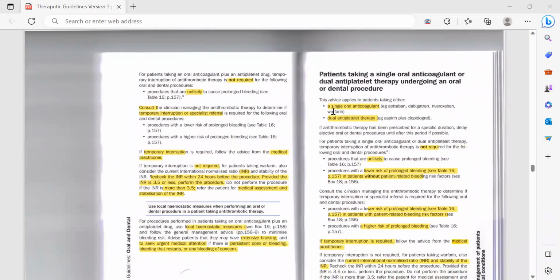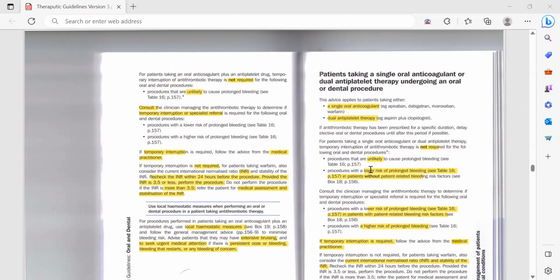Okay, so if the patient is taking only a single anticoagulant, which means warfarin, apixaban, or dabigatran, or he is taking dual antiplatelet therapy, which means aspirin plus clopidogrel, then we do not need to interrupt the procedures that are unlikely to cause bleeding. Which were the unlikely ones? Examination, restoration, root canals, and orthodontics.